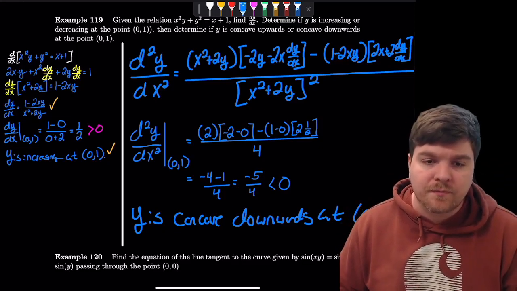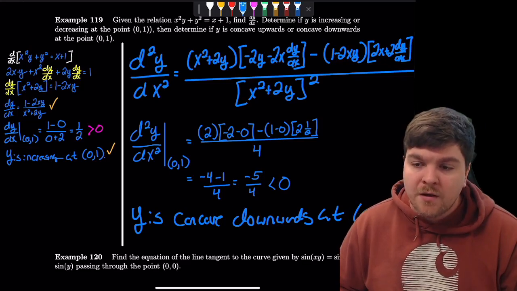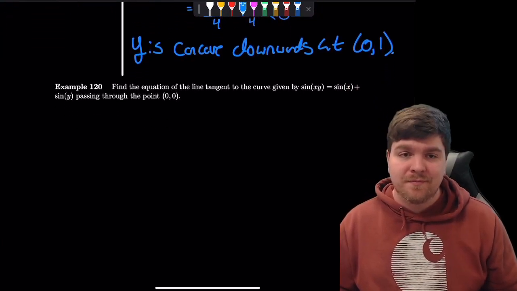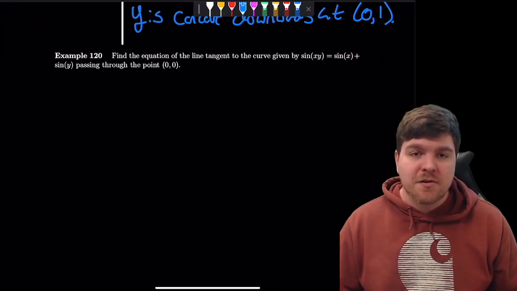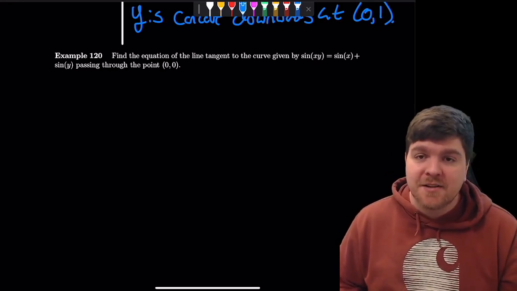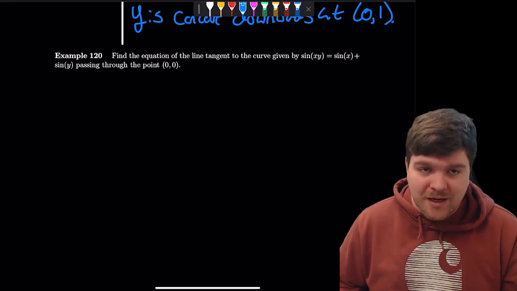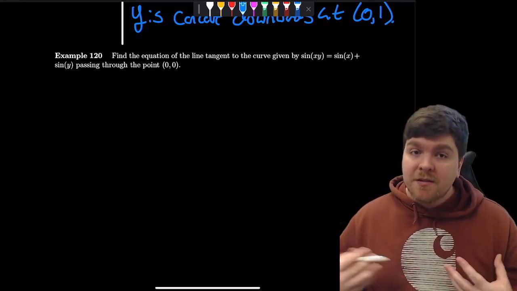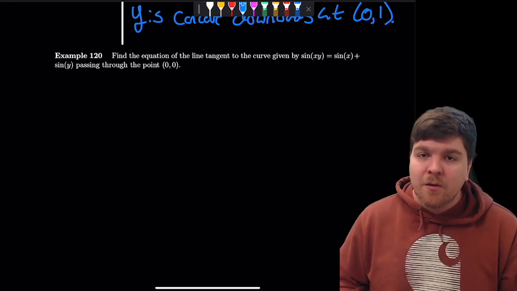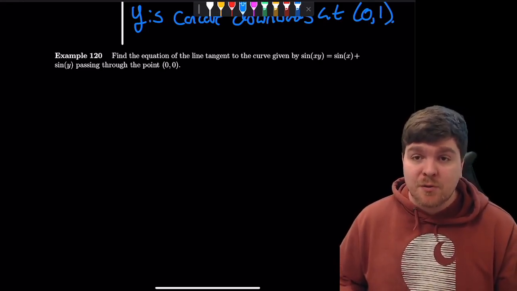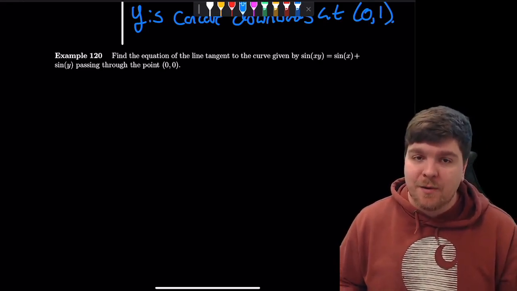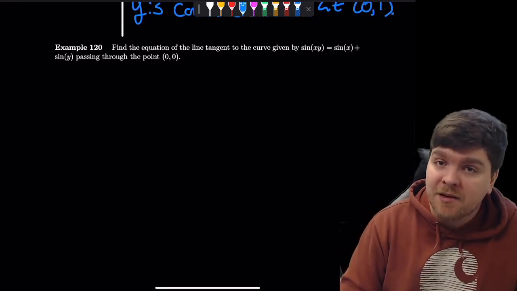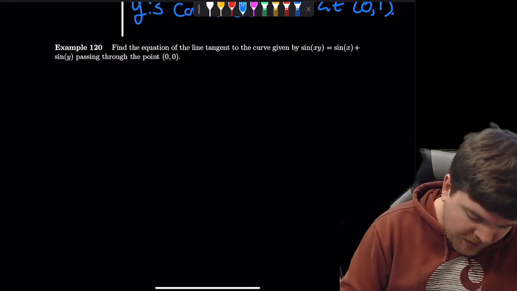Okay. So let's go ahead and take a look at example 120 then. Example 120 asks us to find the equation of the line tangent to the curve given by sine of xy equals sine of x plus sine of y passing through the point 0, 0. Okay, similar idea to example 118. We're given some sort of implicit relationship between two variables, and we're asked to find the equation of a tangent line. So I'll approach this one slightly differently than the last one that we approached.